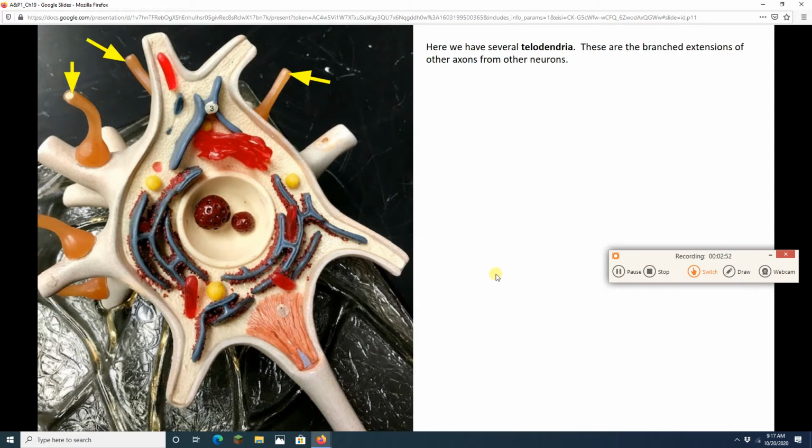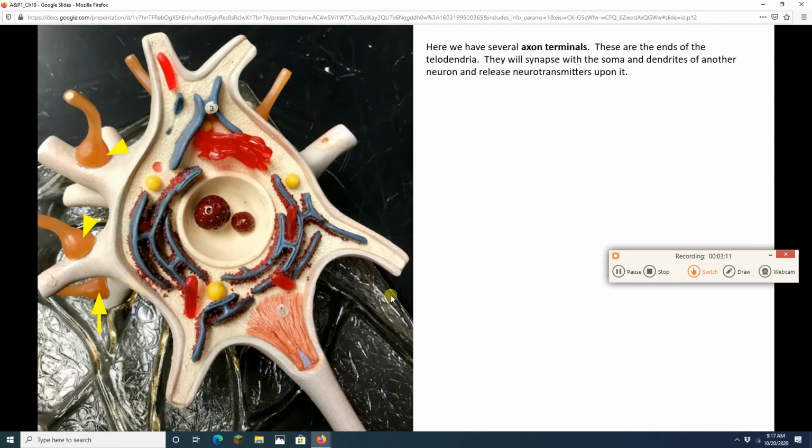I can also see some telodendria. Each of these telodendria are branches from other neurons. So I see a couple more telodendria over here as well. Well, I got 5 that I can see here in total. So 5 telodendria. And of course, at the end of each telodendrion, the expanded bell-shaped end is going to be an axon terminal.